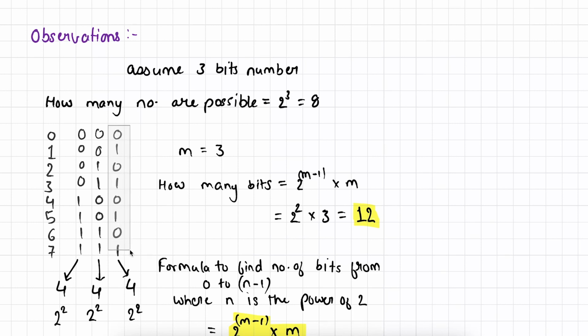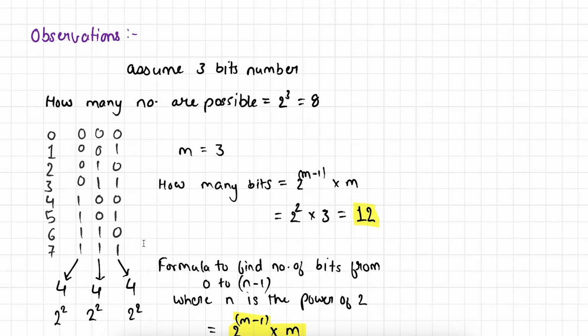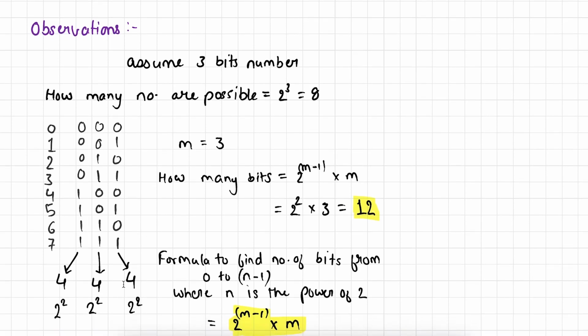In the first position also you find there are 4 ones. In the second position also you find there are 4 ones. And in the third position also you find there are 4 ones. Right? And we can write 4 as 2 to the power 2. Right? Great. So if I want to know how many bits are there, then I can easily find it.